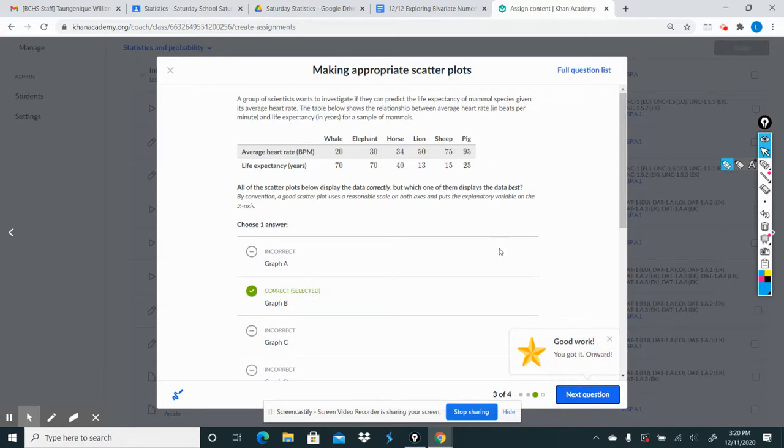Always look to make sure that the numbers on your x-axis and y-axis coincide with our given data values. You don't want to go too much over your highest value, which would be, in this case, for the x-axis, 95, and for the y-axis would be 70. So anything closely up above those numbers would be appropriate for our scatter plot.